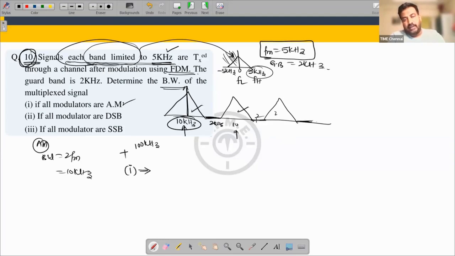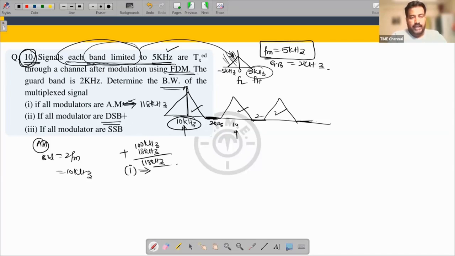For 3 channels, you have 2 guard bands. For 2, you have 1 guard band. For 10, you have 9 guard bands, but not 10. That is what you should remember. 9 into 2 is 18. Total is 118 kilohertz. If all the modulators are AM, then it takes a bandwidth of 118 kilohertz.